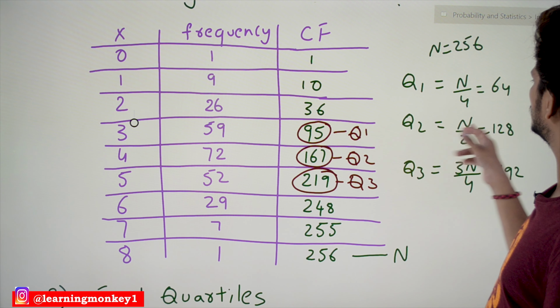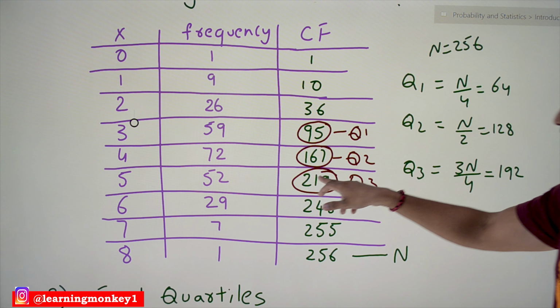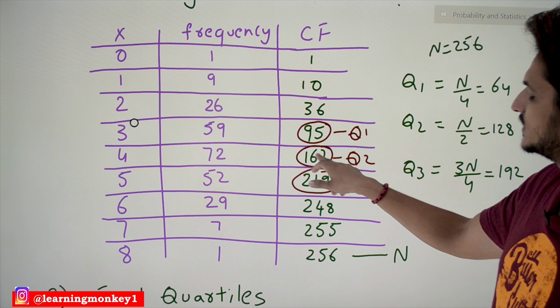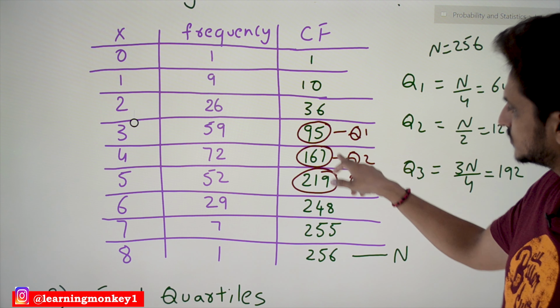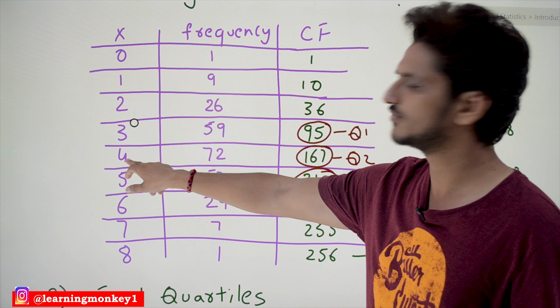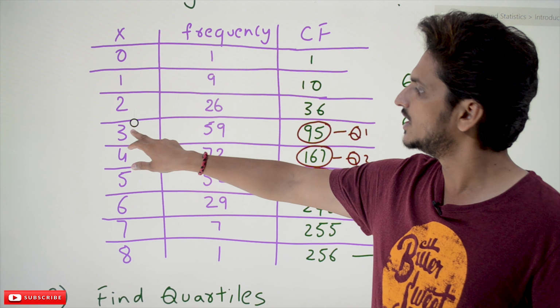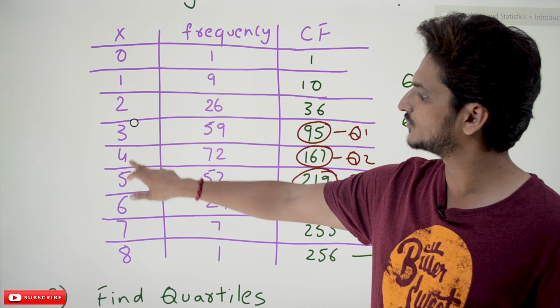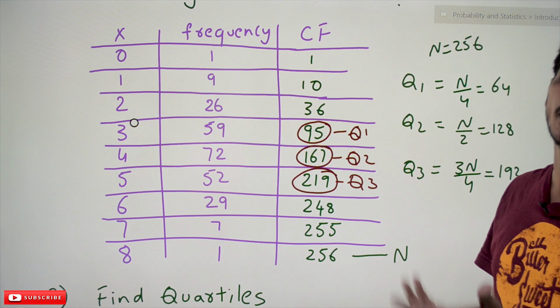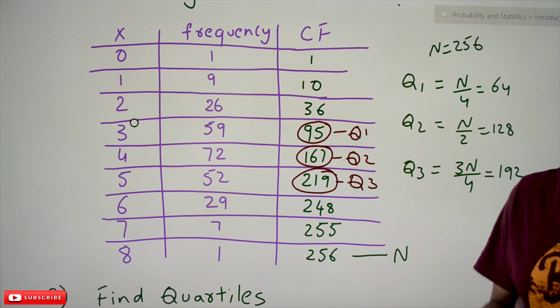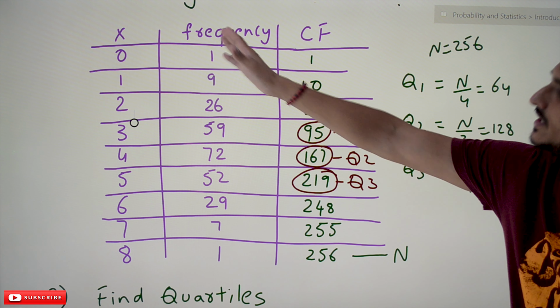Next, Q2 is equal to n by 2, that is 128. 128 lies between 95 and 160, so it comes to this class. Our Q2 quartile value is 4. Similarly, 3n by 4 is equal to 192, and it comes to the class with value 5, which was recorded 5 times. So the quartile points are Q1 is 3, Q2 is 4, Q3 is 5. This is how we identify quartile points given a frequency distribution with discrete values.